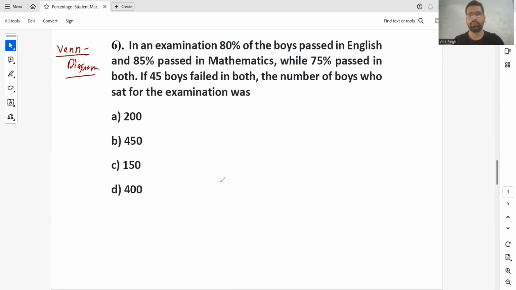Now, in an examination, 80% boys passed in English, 85% passed in mathematics, while 75% passed in both. 45 boys failed in both. The number of boys who sat for the examination was. So how many students sat for the examination? We have to find. Now, for the Venn diagram, this is the Venn diagram of English.